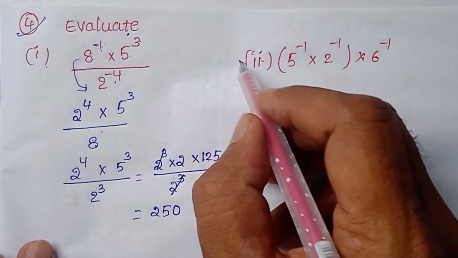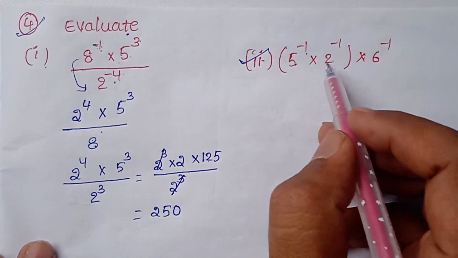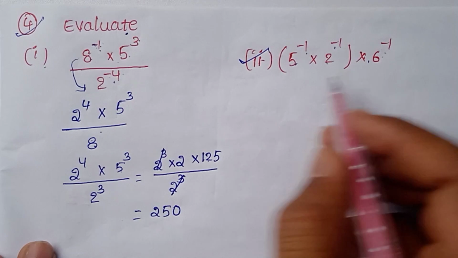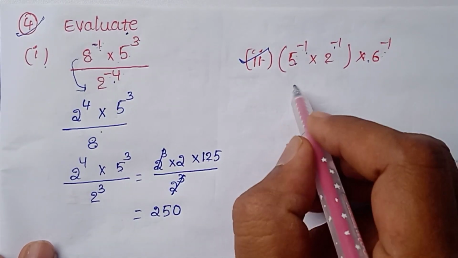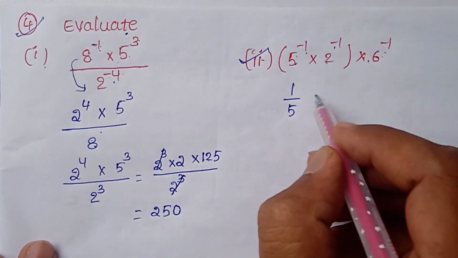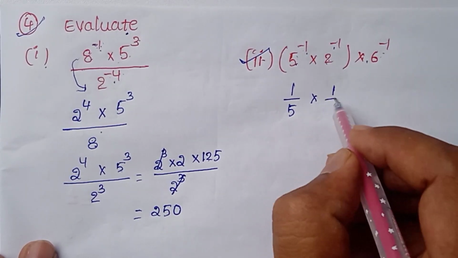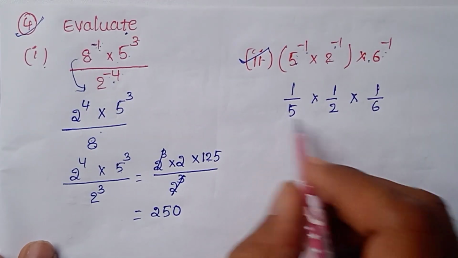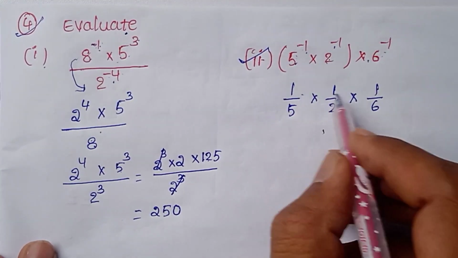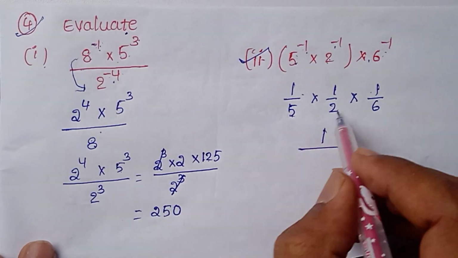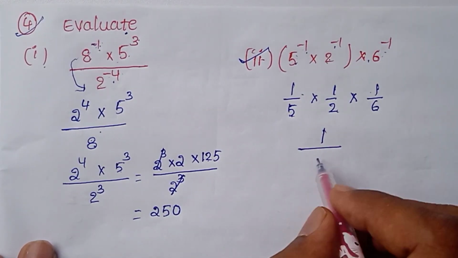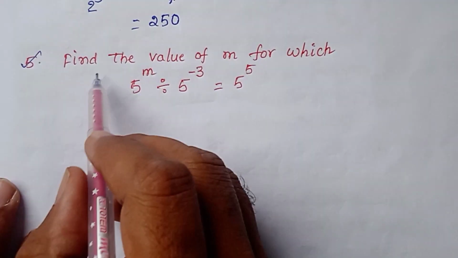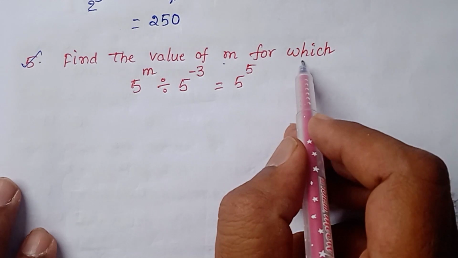250. See next one here, 5 to the power of minus 1 into 2 to the power of minus 1 into 6 to the power of minus 1. See, this we write as 1/5, this can be written as 1/2, and this can be written as 1/6. So then your product is 1 into 1 into 1 is 1, 5 twos are 10, 10 sixes are 60. 1/60.